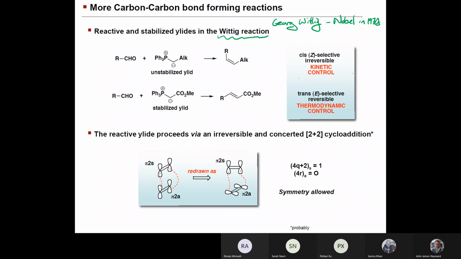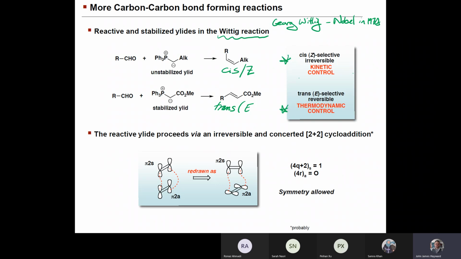So, things to know about the Wittig reaction. Hopefully most of you know this already, that an unstabilized ylide will give you a cis double bond, which is sometimes known as the Z double bond, and the stabilized ylides give you the trans, which is the E double bond. Oh, it says it here as well.